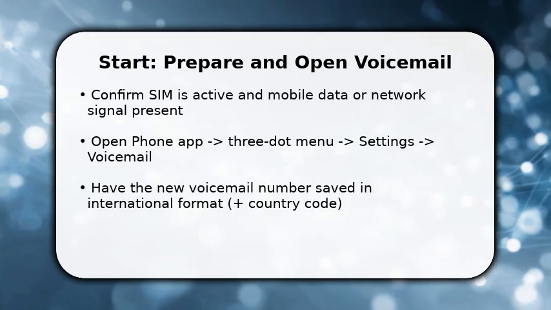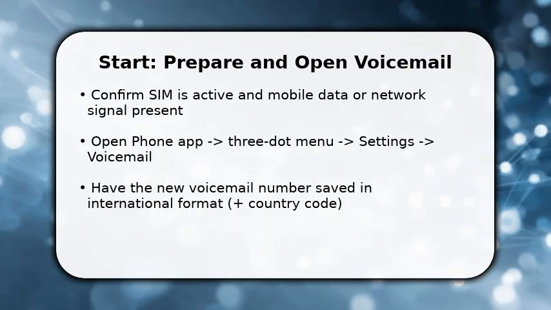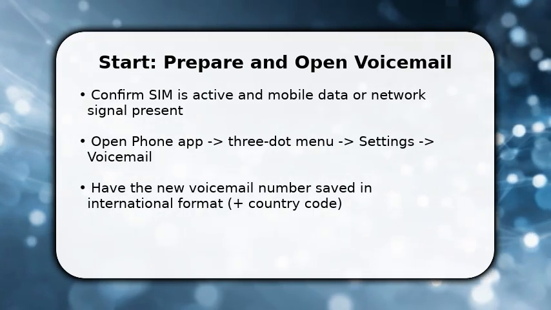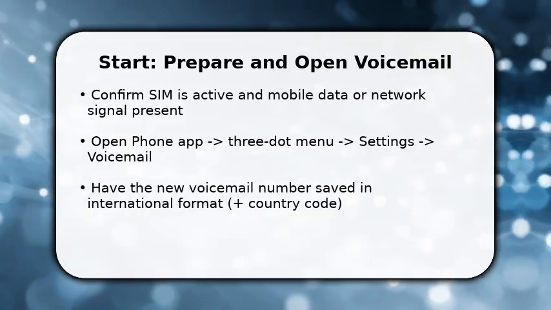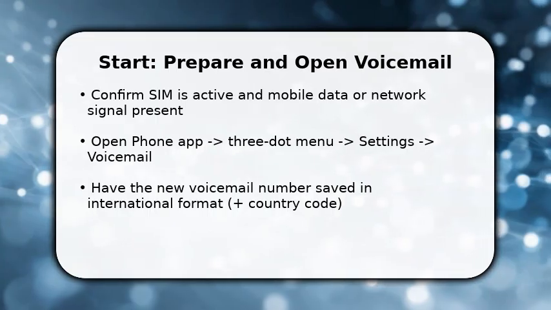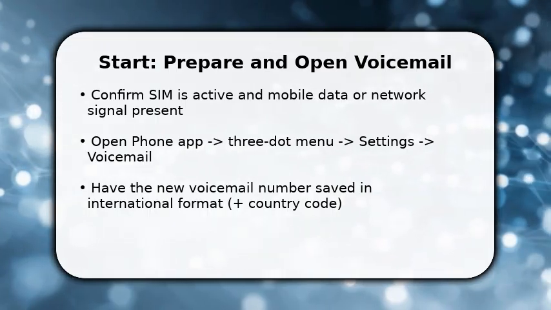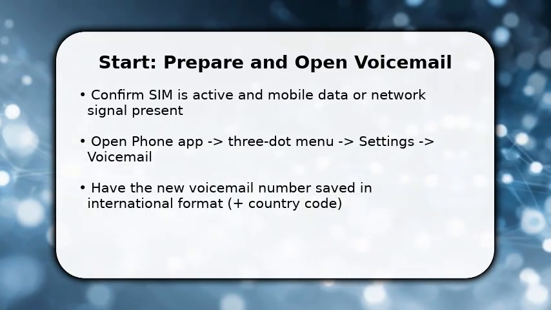Enjoy the video. You'll start by confirming the SIM and signal because the phone writes the voicemail number to carrier settings. Once done, open the phone app and tap the three-dot menu. Navigate quickly to settings, then voicemail. That's where Vivo stores the destination number.